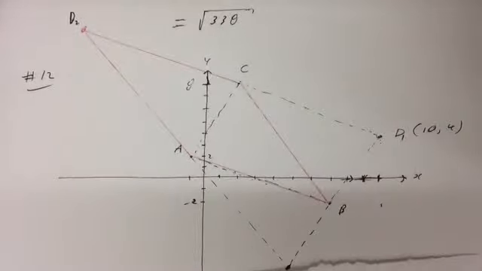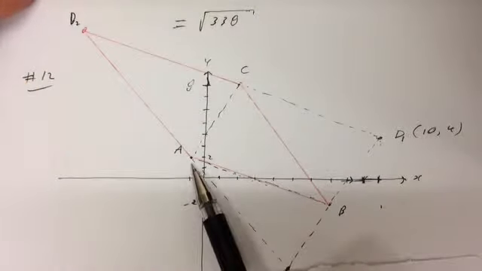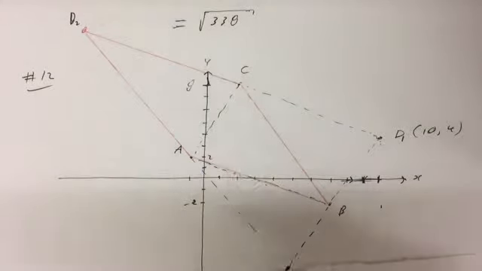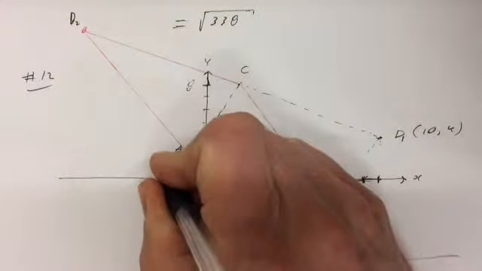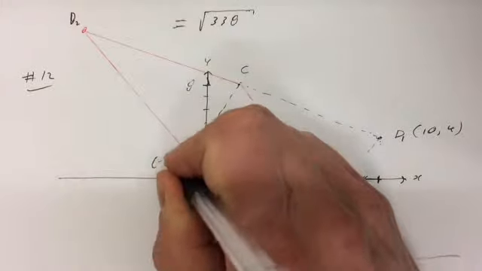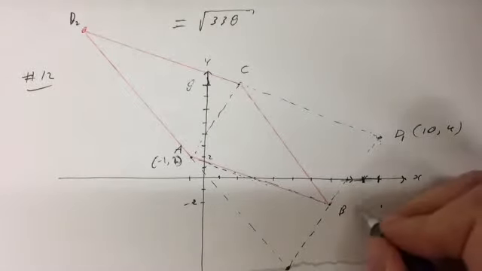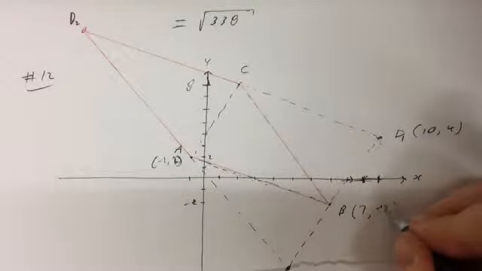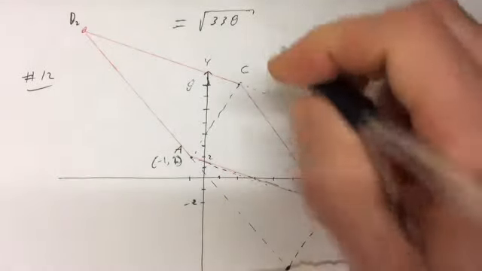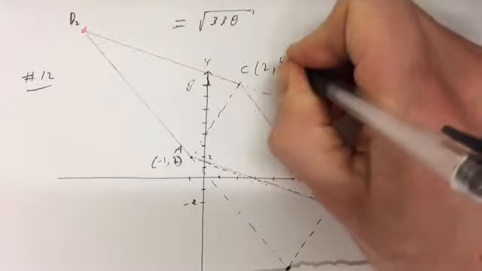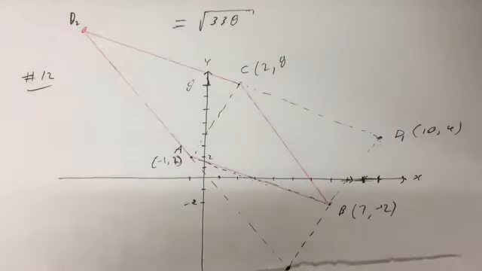So what I've done is I've plotted the points. A is right here, so A is negative 1, 2. And B is 7, negative 2. And C is 2, 8. So we plot those points, and you can see I've already got the drawings in there.